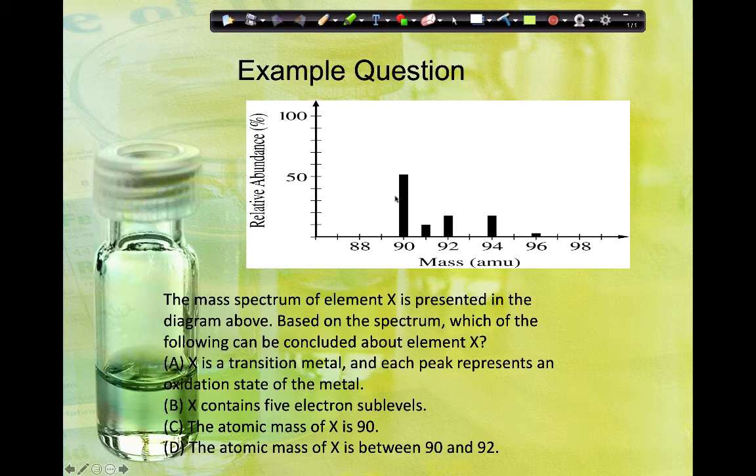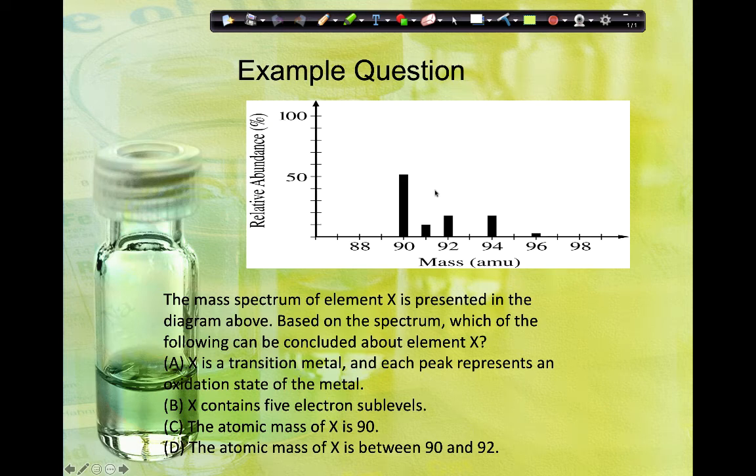Okay, so if I'm looking, I've got 1, 2, 3, 4, 5 peaks. They're relatively close, so I can't assume that I've got a molecule or anything like that. So let's look at the answers, because usually with a multiple choice question like this, you can eliminate a lot of answers right off the bat, or at least half.